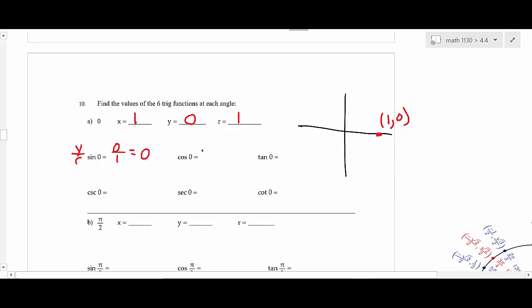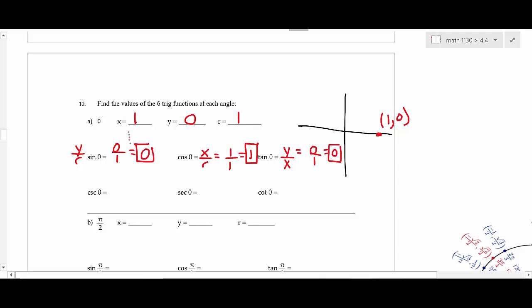Okay, the cosine is x over r. So x is 1, r is 1. So the cosine of 0 degrees, or 0 radians, is 1. Okay, the tangent is y over x. Okay, so that's going to be 0 over 1. So that is 0. And then you can do your reciprocals.